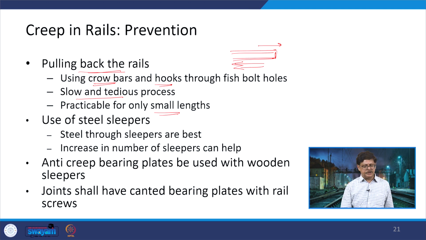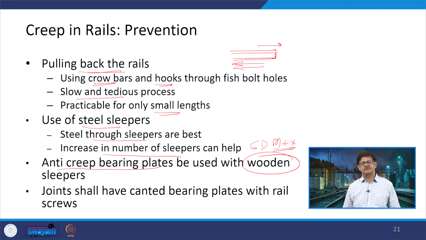Another way of doing it is the use of steel sleepers. Steel through sleepers are the best in this particular case, or we can increase the number of sleepers, that is, the sleeper density M plus X is improved. Or we can use anti-creep bearing plates, but these are used with wooden sleepers, and nowadays we are not using wooden sleepers in large numbers. So that becomes a limited option.